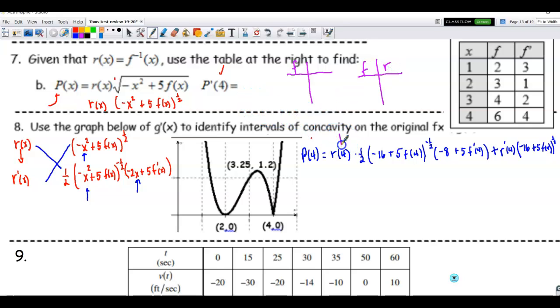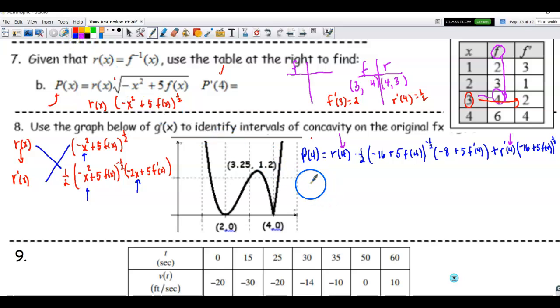Right here I can see I need r of 4, and back here I need r prime of 4. So 4 is a value of x on r. It's a value of y on f. And so as we did earlier, we're looking in the f column. We see a y value of 4 and an x value of 3, meaning here that the y value of r is 3. It's basically the same problem that we did before. The derivative at 3 is 2, so f prime of 3 is 2. Therefore, r prime of 4 is 1/2.